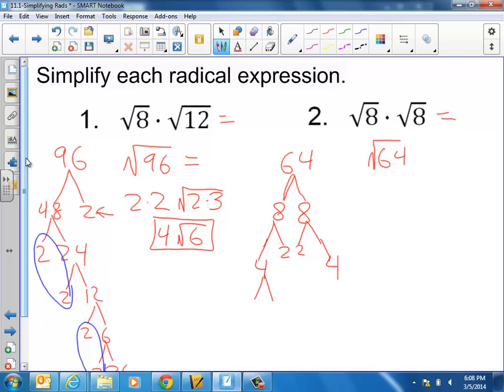Each of those 4s gives you 2 2's. So you got 2 2's, 2 2's, 2 2's. Obviously that comes out to be 8 for a final answer. Again, remember, when you are pulling stuff out of the radical, if there's nothing left, you don't write a radical.